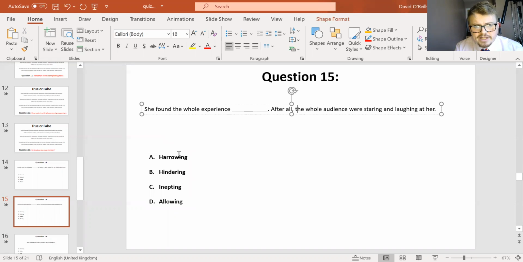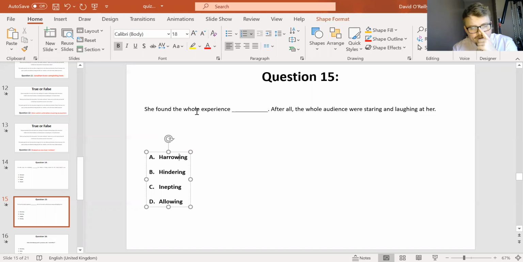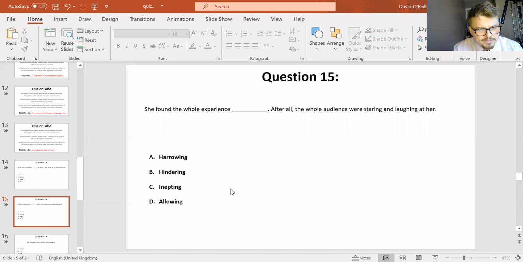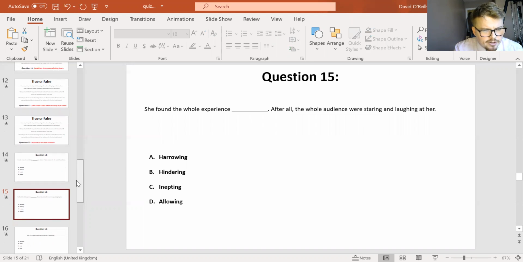Okay, she found the whole experience harrowing would be the correct answer, because harrowing means upsetting and it means stressful. And it makes sense because harrowing belongs to a character who might be experiencing the sort of feelings that this character is experiencing when the audience is laughing and staring at her. Yep, so harrowing is the correct answer.